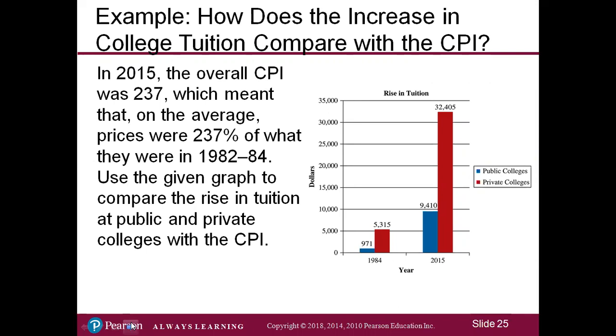Example: how does the increase in college tuition compare with the CPI? In 2015, the overall CPI was 237, which meant that on average, prices were 237% of what they were in 1982 to 1984. Use the given graph to compare the rise in tuition at public and private colleges with the CPI. Private colleges are in red. Public colleges are in blue.